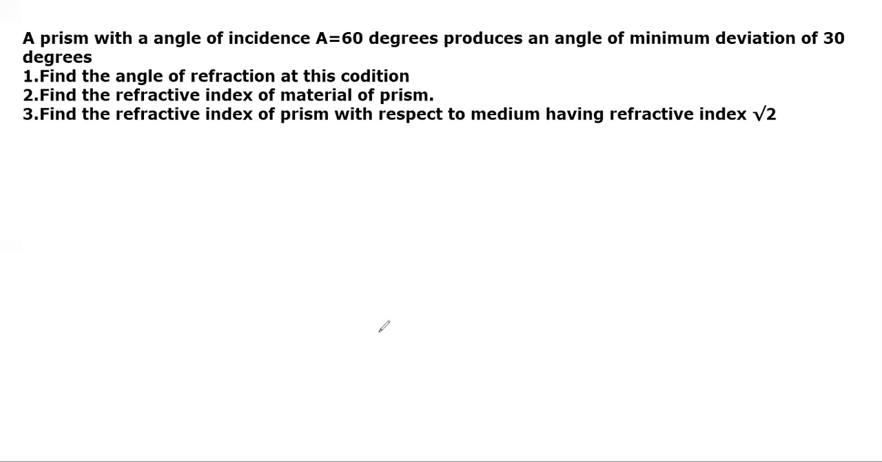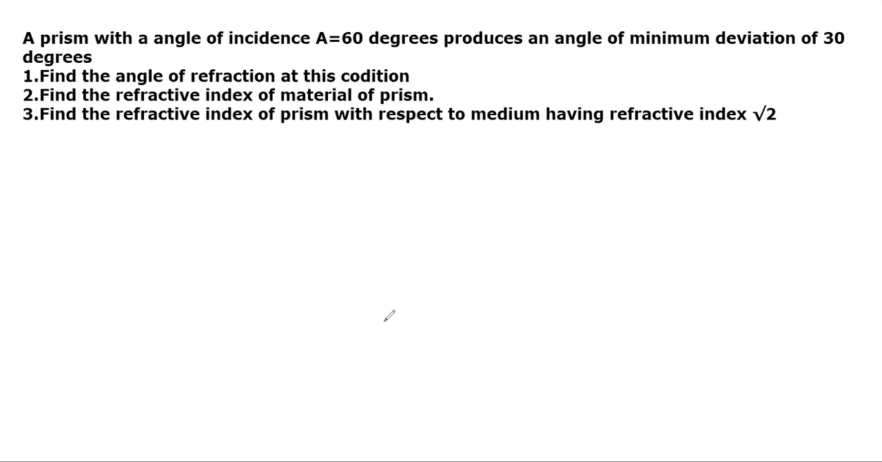I am going to tell you the numerical based upon the prism concept. The question is: a prism with an angle of incidence 60 degrees produces angle of minimum deviation of 30 degrees. Find the angle of refraction at this condition. Second, find the refractive index of the material of the prism. Third, find the refractive index of the prism with respect to the medium having the refractive index root 2.